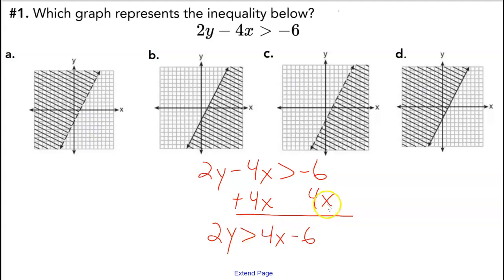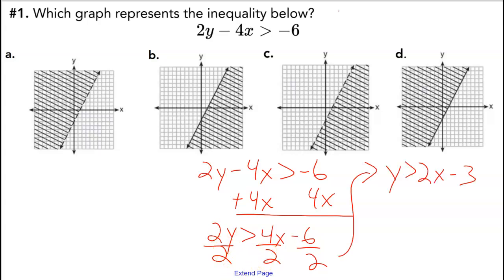Now the 4x terms canceled out. I put the positive 4x in the front and the negative 6 in the back. Now, to get y by itself, I'm going to divide by 2. The 2s cancel out, leaving y. Then y is greater than 2x minus 3, because 4 divided by 2 is 2, and negative 6 divided by 2 is negative 3. Keep in mind, if you ever divide by a negative coefficient, you have to swap the inequality. Okay, now we have y is greater than 2x minus 3.